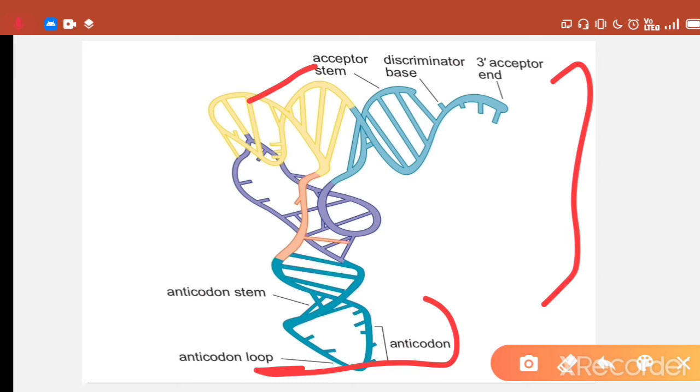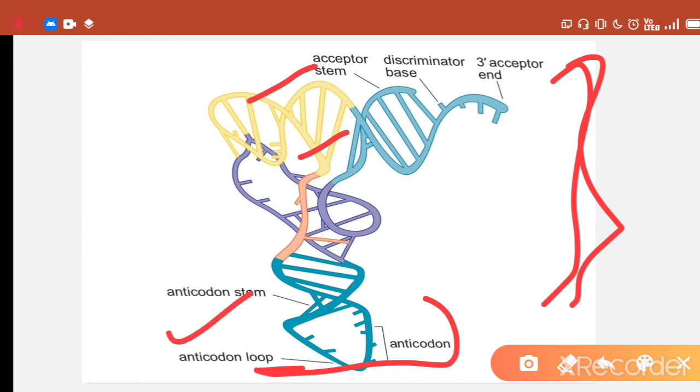So in this acceptor stem, if there is a change of a single base pair, then that change in one base pair results in a discriminator base pair being present in this acceptor stem, and it is sufficient to convert the recognition specificity of a particular tRNA molecule from one synthetase to another.